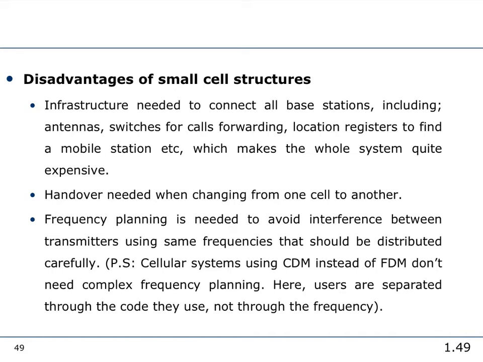But for inter-base station interference, usually they use FDMA or CDMA. CDMA is code division multiple access, which we talked about before. So instead of allocating a frequency range, we allocate codes. We allocate orthogonal codes to the signal.